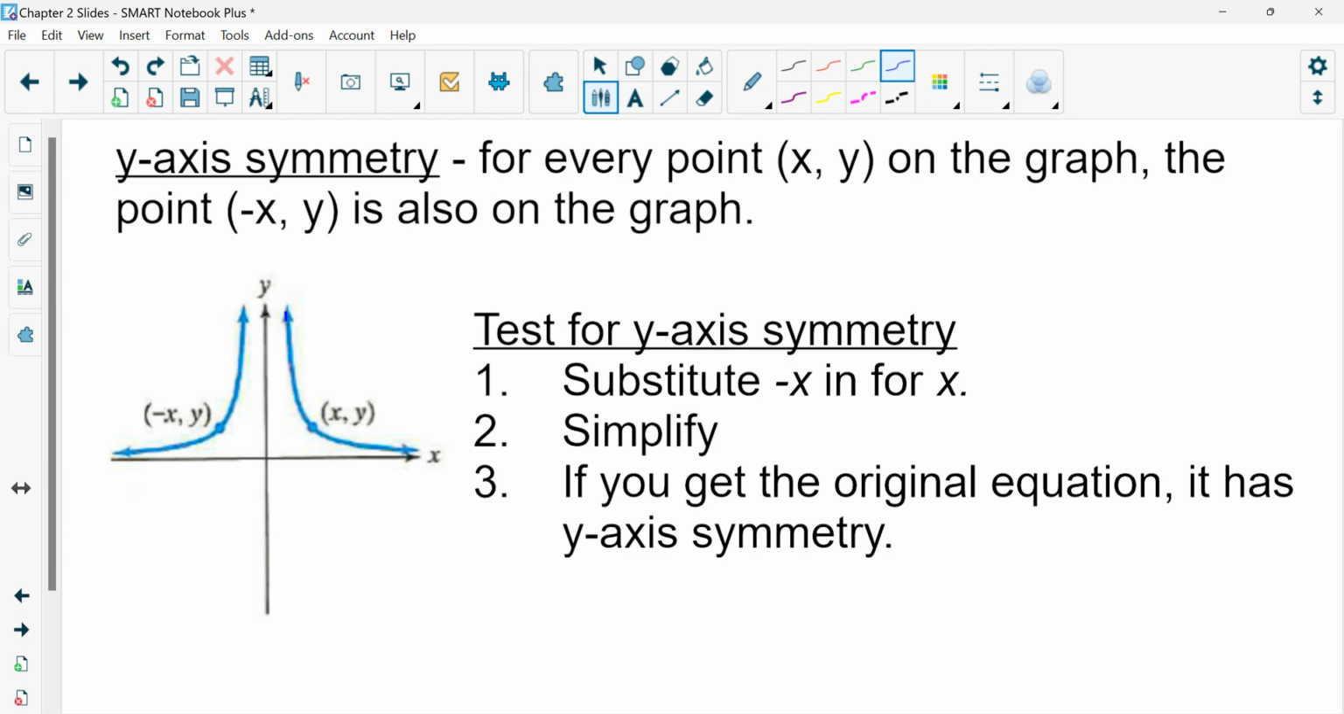And to test if you have y-axis symmetry, you put negative x in for x in the equation, you simplify, and if you get the original equation, it has y-axis symmetry. A way to remember this is you're going to plug in negative the opposite letter of what you're trying to find. Kind of like intercepts, x and y intercepts, where you plug in 0 for the opposite. To find the symmetry, you're plugging in the negative value of the symmetry you're trying to find. Here I'm trying to find y-axis symmetry, so I'm plugging in negative x.